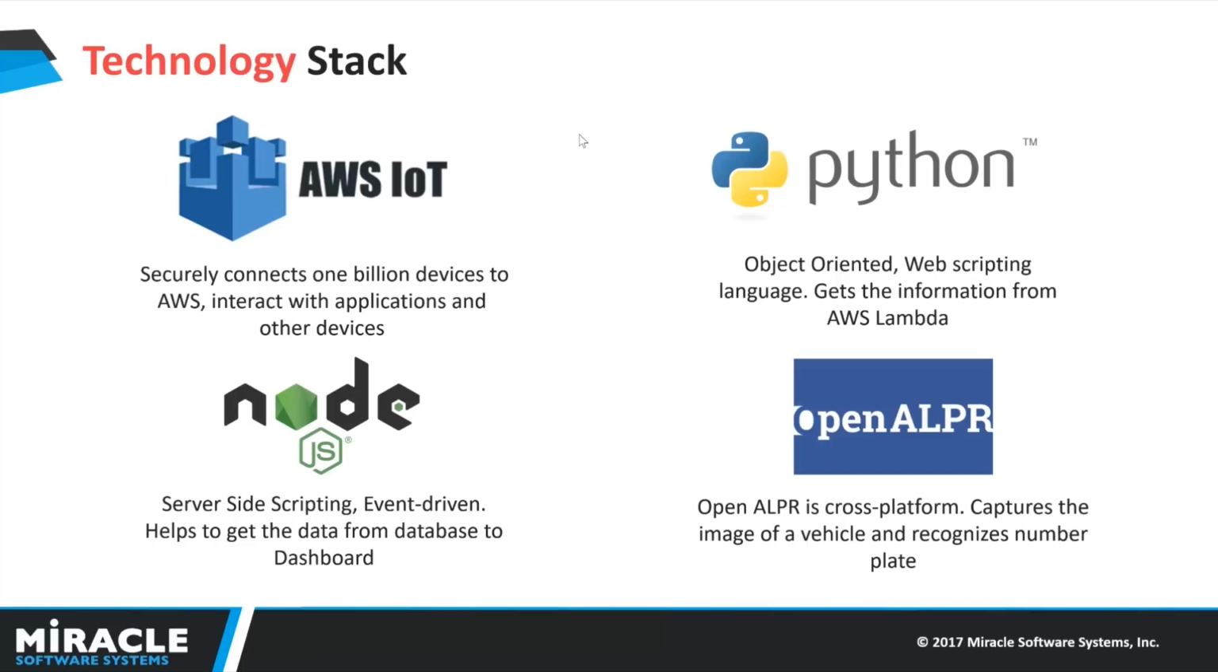OpenALPR is a new license plate recognizing API which is being developed. It's again a Python library, so it has various APIs for various countries. Recently they have launched one for India as well. So we've been using that for recognizing the number plates to get the number from them.